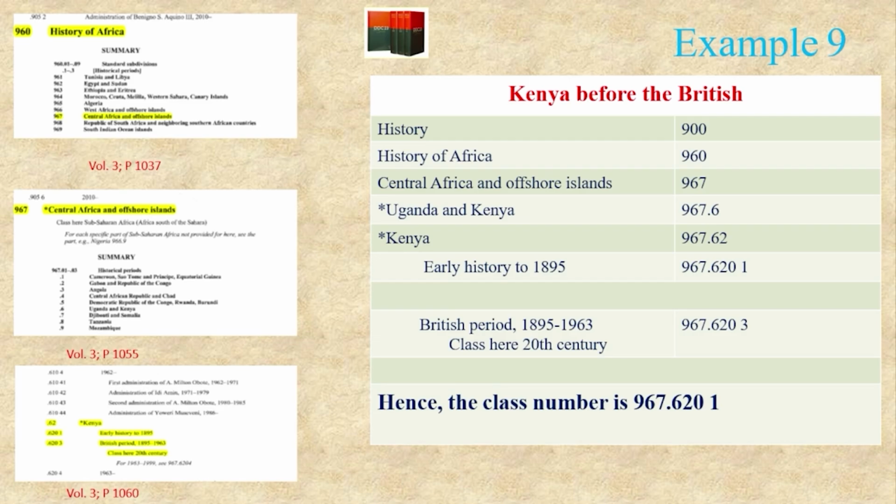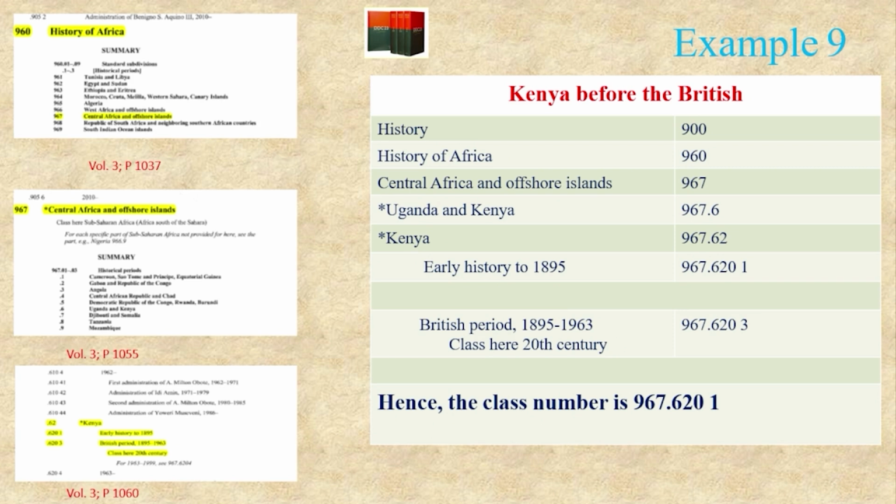Then determine the main class. History falls under 900, history of Africa falls under 960, Central Africa and offshore islands fall under 967. Uganda and Kenya fall under 967.6. Then Kenya falls under 967.62. Early history to 1895 is 967.6201. And the British period, that is the time period 1895 to 1963, also the 20th century, the class number is 967.6203.